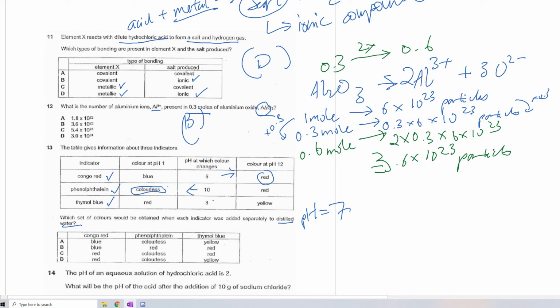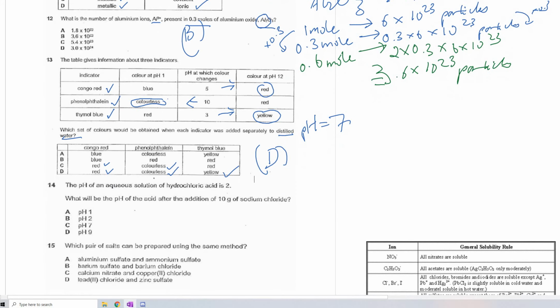Lastly for thymol blue, pH 7 is over here. It has passed pH 3, so the color would be yellow. So for Congo red, it is red. Phenolphthalein is colorless, as we have established. For thymol blue is yellow. So the correct answer is option D. Let's move on to question 14. The pH of aqueous solution of hydrochloric acid is 12.